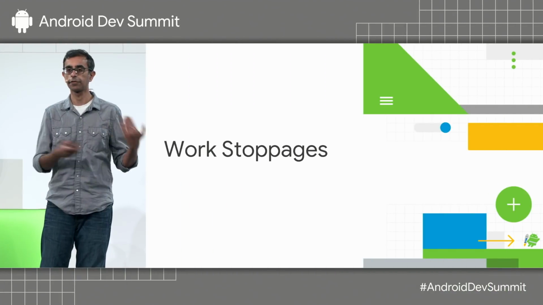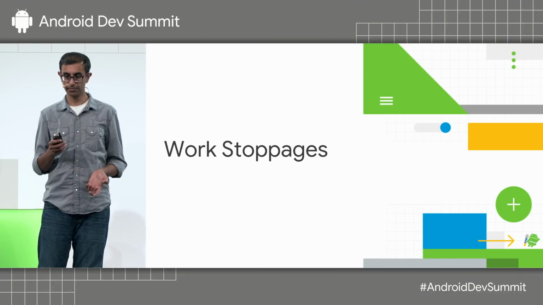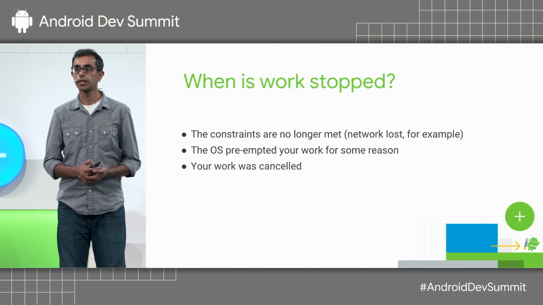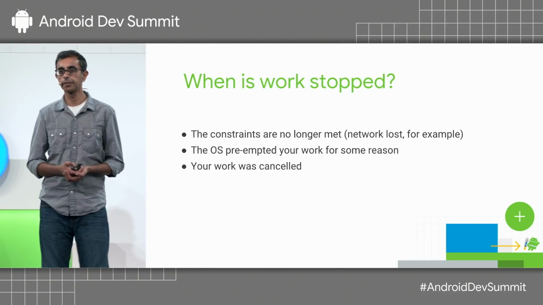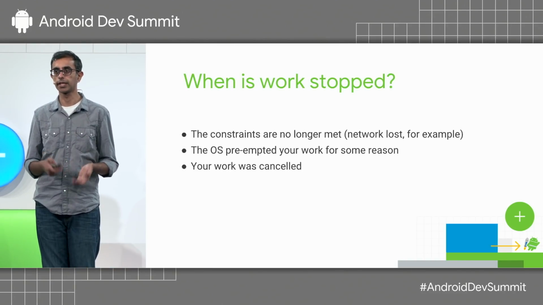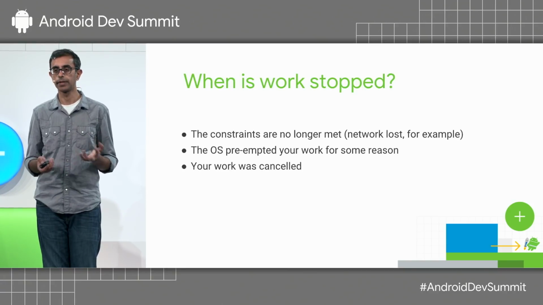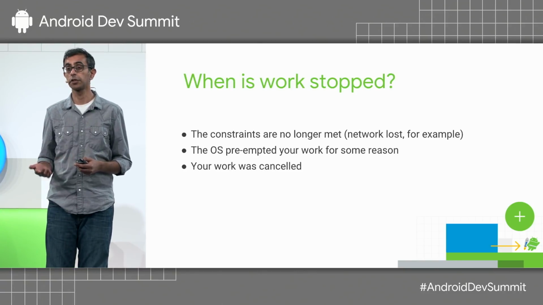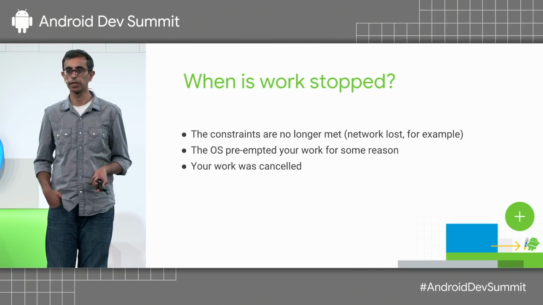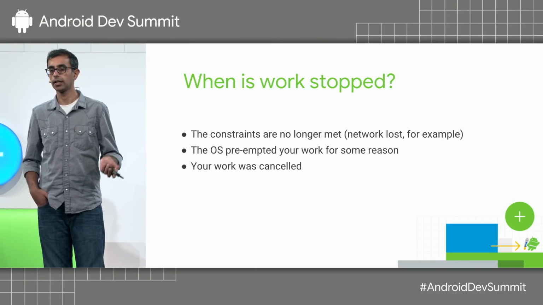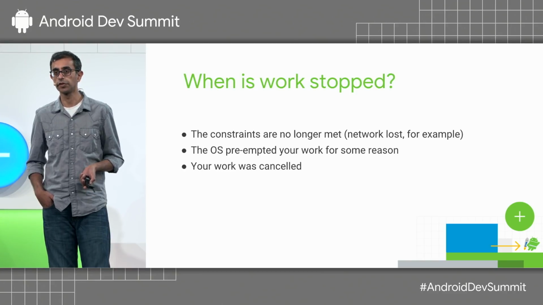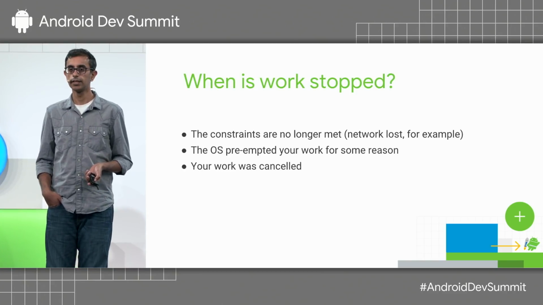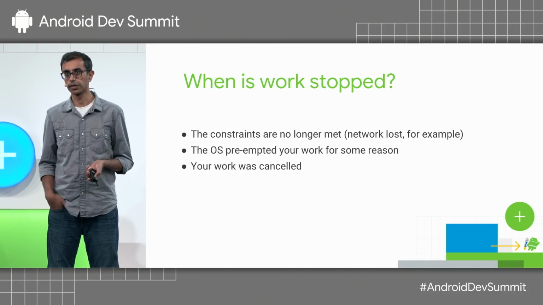Another question a lot of people have is, when is work stopped? What happens when you stop work on behalf of WorkManager? All right. So there are three cases when work is stopped. The first is very simple. Your constraints are no longer met. So you said, for example, that I need a network to do this upload task, but your network got lost. So we will stop your work at that point. A second case is that the OS preempted your work for some reason. For example, you exceeded the 10-minute time limit that the OS gives you to do your work, or the device decided to go into doze mode for battery savings or something like that. And the third reason is that you just canceled your work somewhere else in your app.